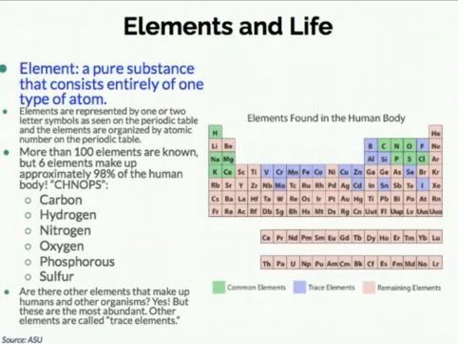So an element is a pure substance that consists entirely of one type of atom. Elements are represented by 1 or 2 letter symbols as seen on the periodic table, and the elements are organized by atomic number. There are more than 100 elements, but 6 elements make up 98% of the human body. We have carbon, hydrogen, nitrogen, oxygen, phosphorus, and sulfur. Now there are other elements that make up humans, but we call those trace elements.